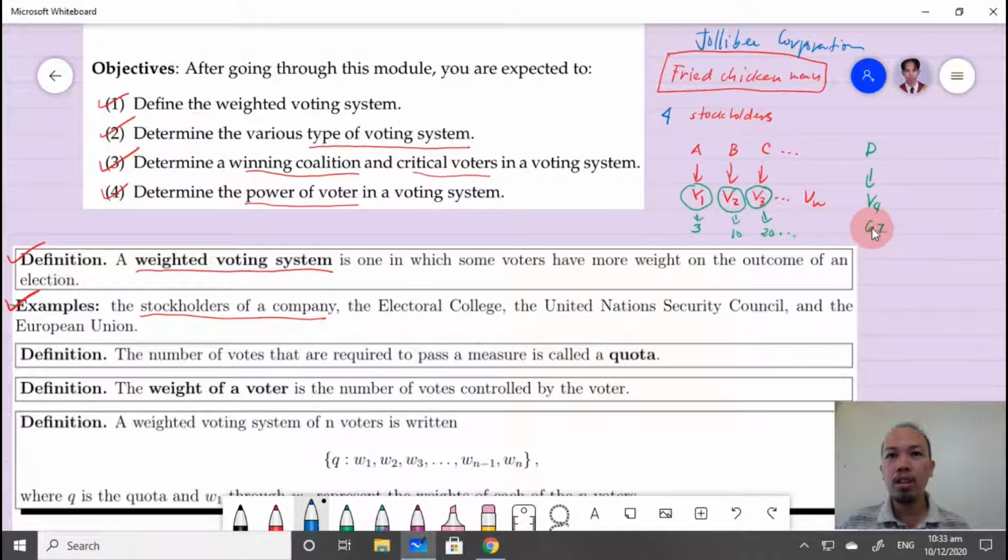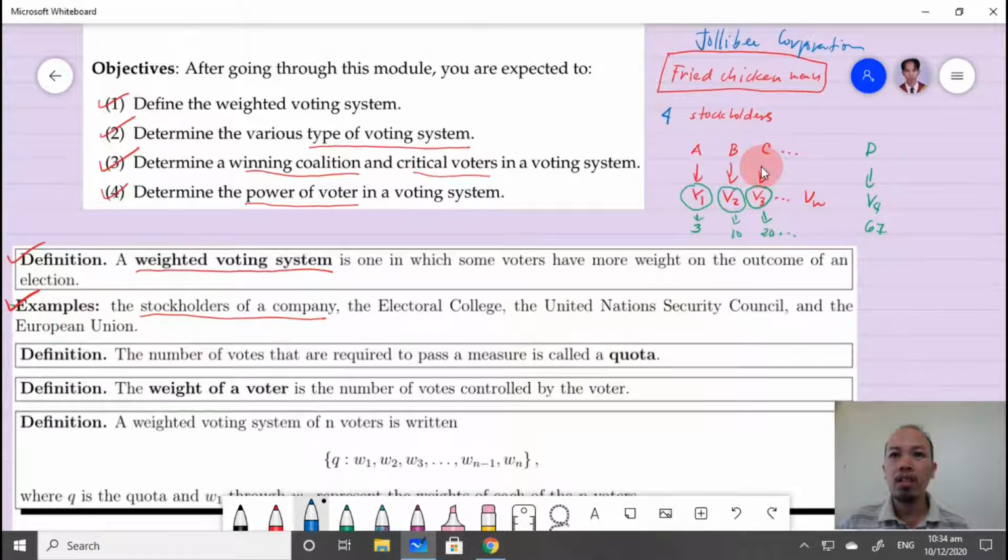If they want to vote, notice that when stockholder D raises his hand, then automatically the fried chicken menu will be passed as a new menu. Why? Because his vote, which is equivalent to 67 votes, will outweigh all these other votes.